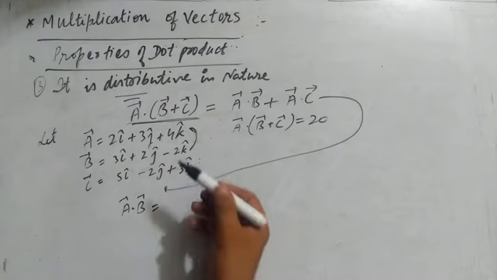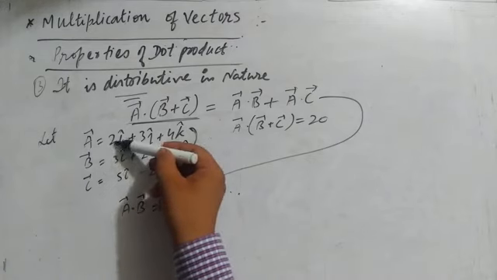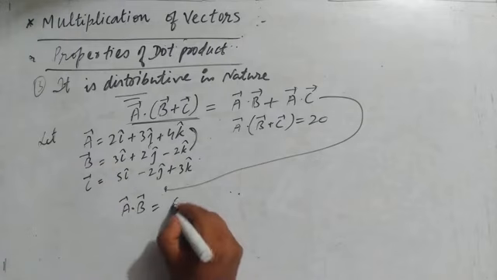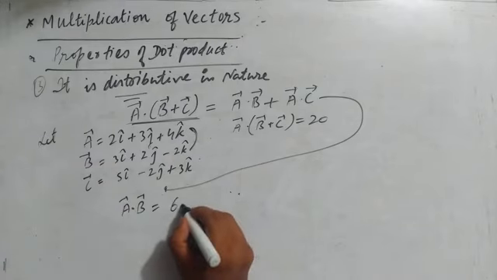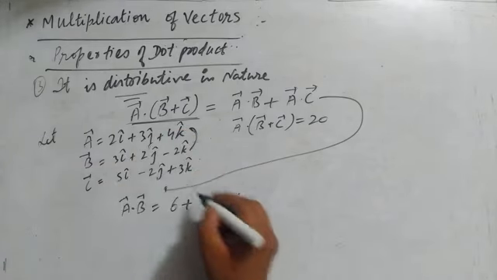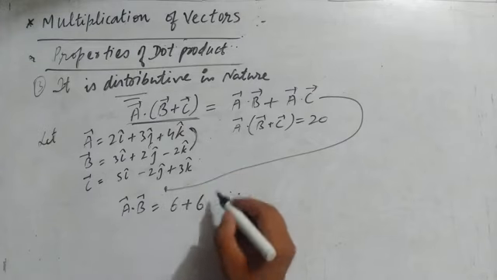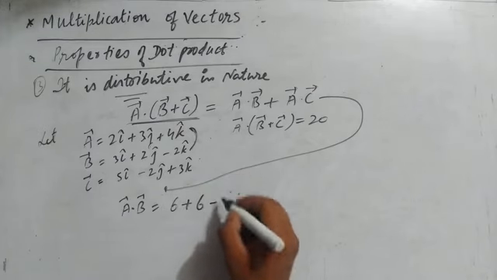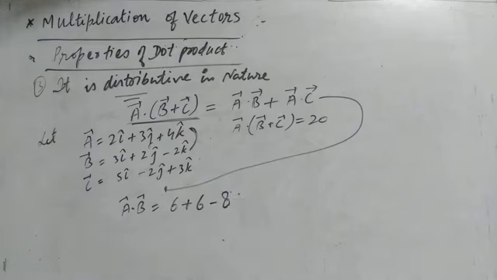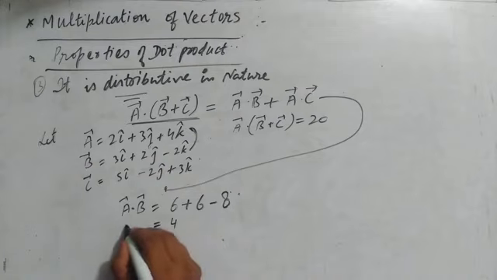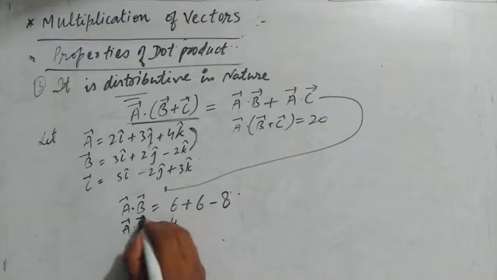I am writing directly. 2 into 3 becomes 6, plus 3 into 2 becomes 6, minus 4 into 2, 8. So this becomes 4. A dot b equal to 4.